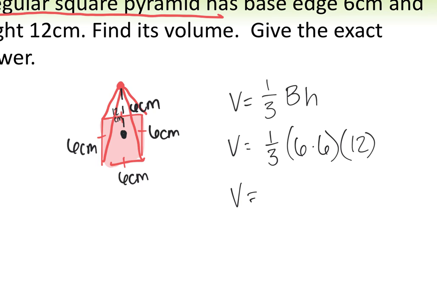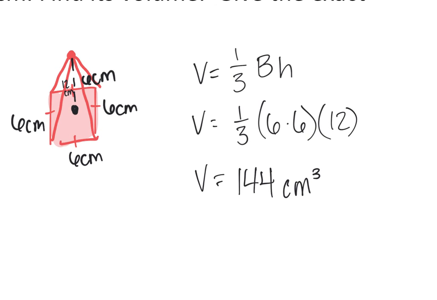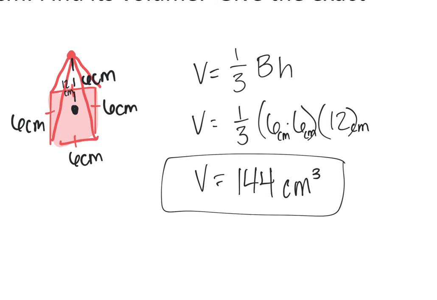144. What units is this in? Centimeters cubed, okay? Now, remember, if you put centimeters for all these, you're going to see that you had 3 units of centimeters, and that's how you could calculate centimeters cubed if you were confused, okay? We multiplied 6 centimeters by 6 centimeters and then by 12 centimeters, and then divided it by 3.